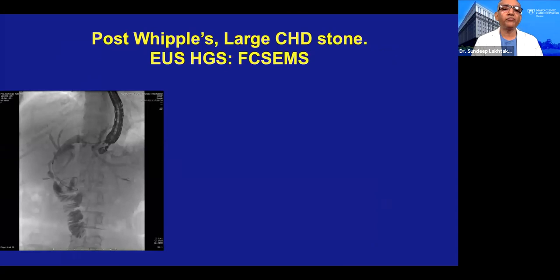stone, after post-Whipple's procedure. This was almost 10 years ago. He had Whipple's, and now it's a lady who had come back now with a stone. She also had a stricture in the hepatico-jejunostomy site, which was dilated about 5 years back using percutaneous method, when the tubes were kept almost for a year, exchanged every 3 months. But this time she came back with a large stone and a cholangitis kind of appearance, mild low grade.